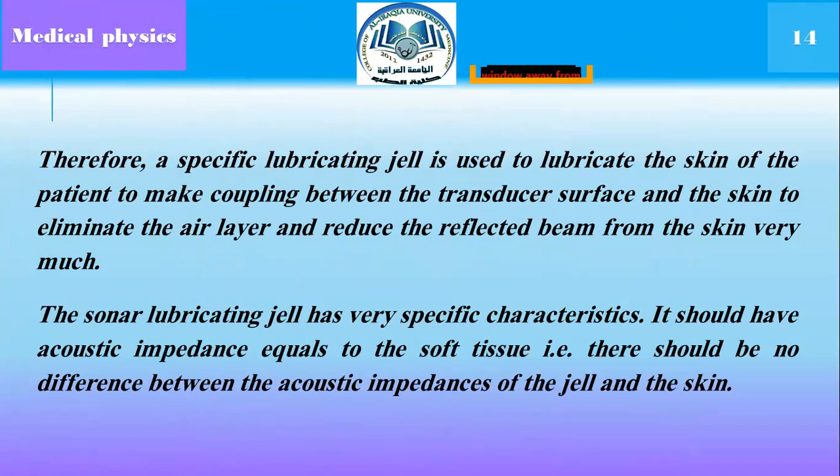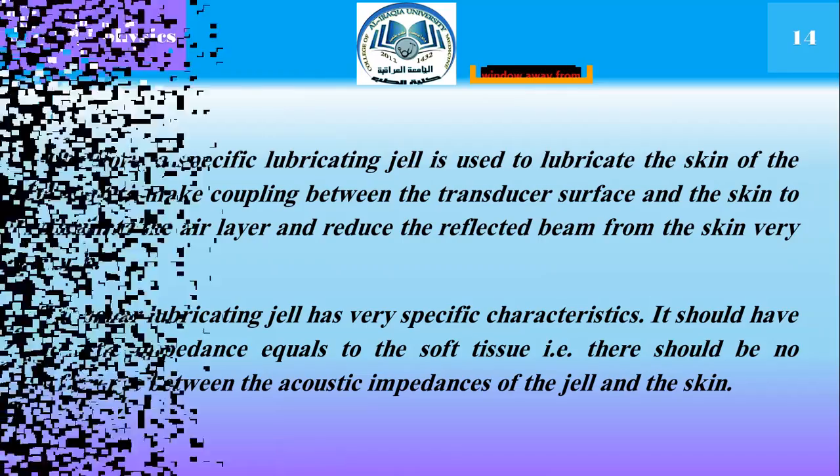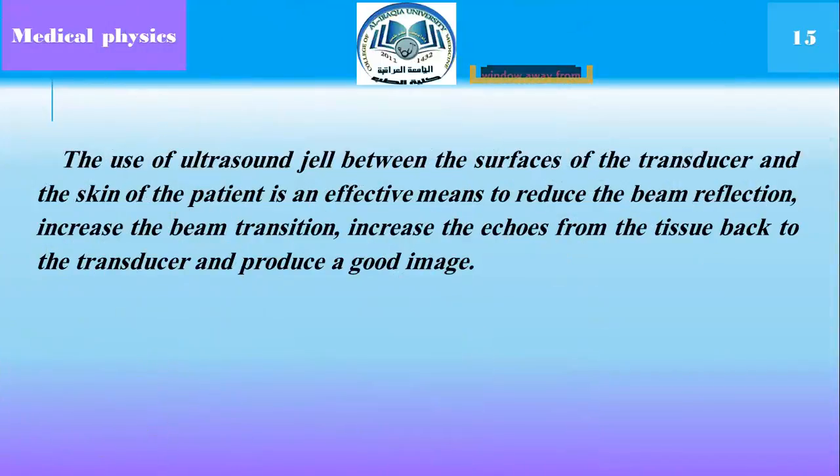The sonar lubricating gel has very specific characteristics. It should have acoustic impedance equal to the soft tissue. There should be no difference between the acoustic impedance of the gel and the skin. The use of ultrasound gel between the surface of the transducer and the skin of the patient is an effective means to reduce the beam reflection, increase the beam transmission, increase the echoes from the tissue back to the transducer and produce a good image.